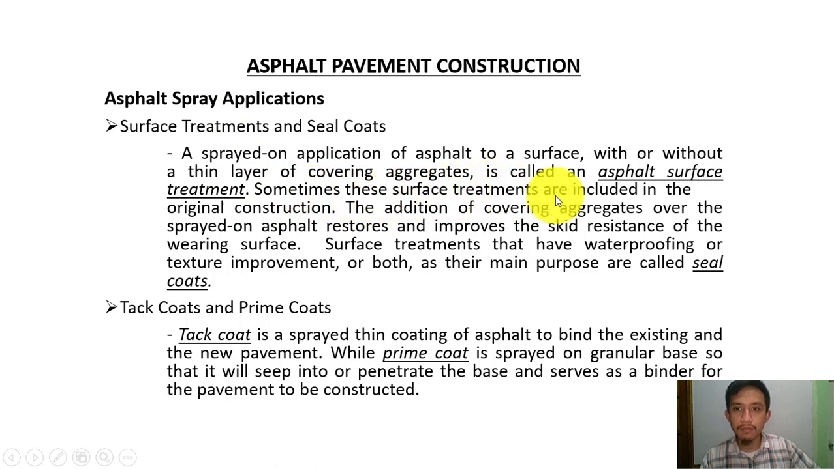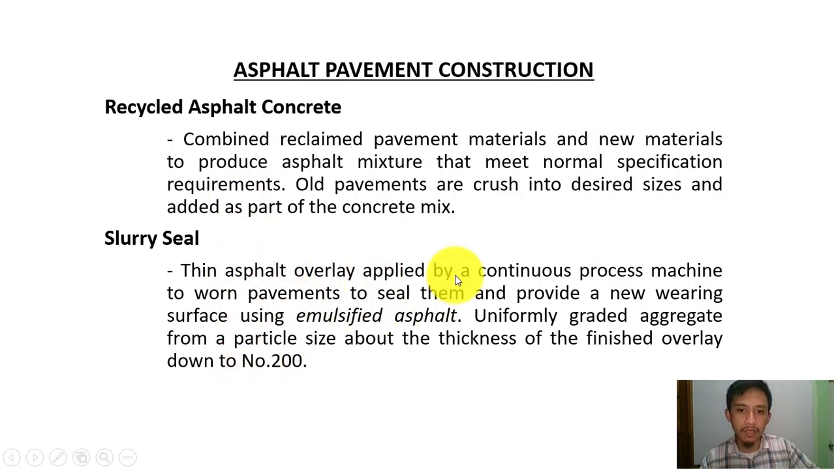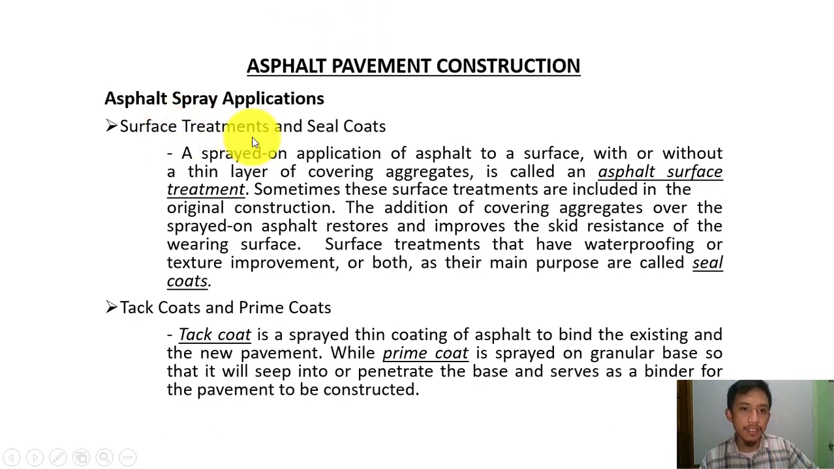Sometimes these surface treatments are included in the original construction. Your slurry seal is applied on a worn out surface, while your surface treatment could already be applied after the construction of the new pavement. Once you are done constructing, you can include the surface treatment already, so that we enhance the skid resistance of the surface. The addition of covering aggregate over the sprayed on asphalt restores and improves the skid resistance of the wearing surface. That's what I was saying a while ago.